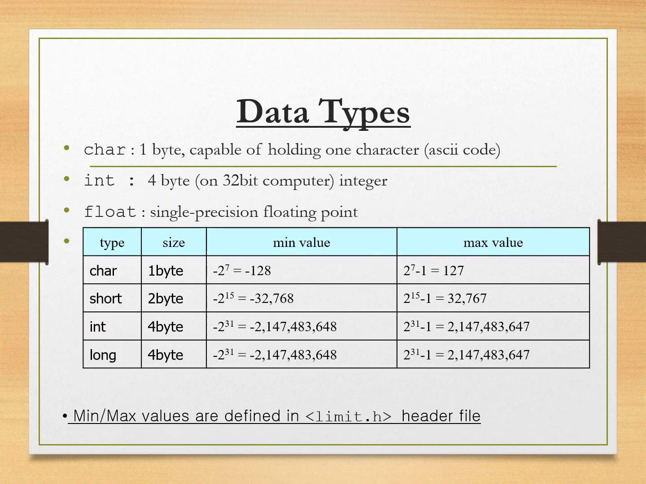Data types. The basic data types in C are char, int, short and double. Char is used for storing character values, A to Z and special symbols. Int is used for storing integer values, and float for decimal values.